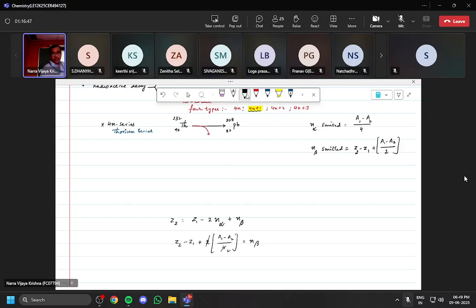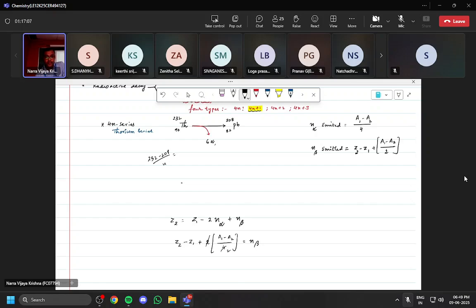How many alpha? 232 minus 208, divided by 4. 32 minus 8, 24. 24 by 4, so 6 alpha. Right? So the number of alpha particles is 6.